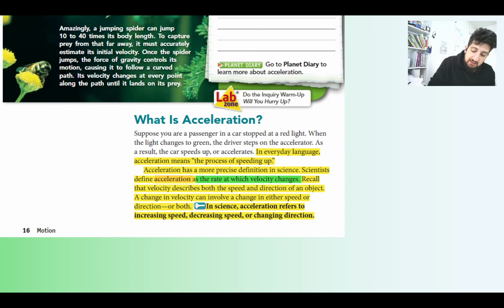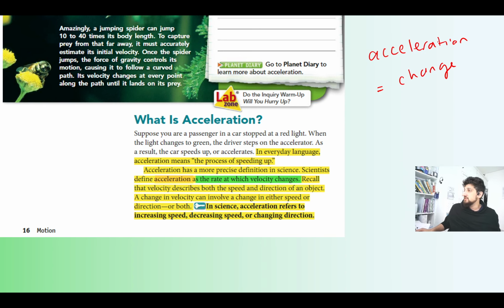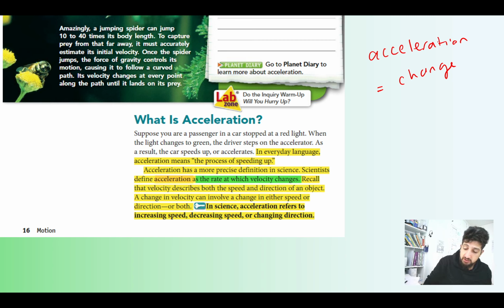So simply put, acceleration equals change of speed. That's what acceleration is. We continue reading here. Acceleration has a more precise definition in science. Scientists define acceleration as the rate at which velocity changes. Velocity is even more accurate because it has a direction. So it's not just change in speed, it's change in velocity.